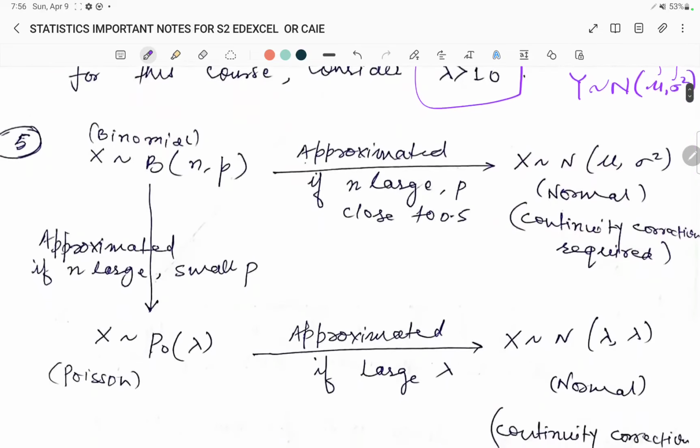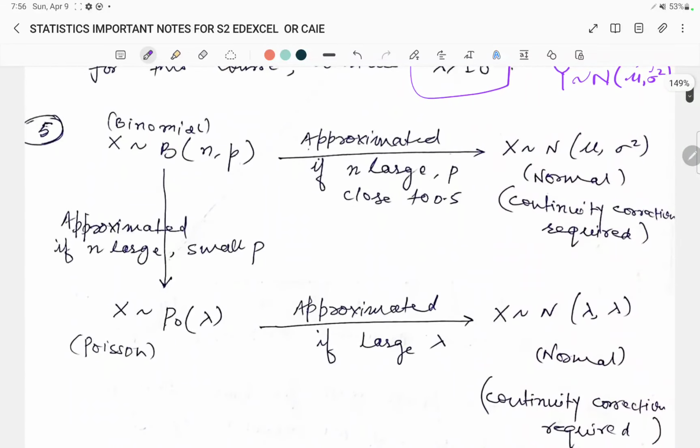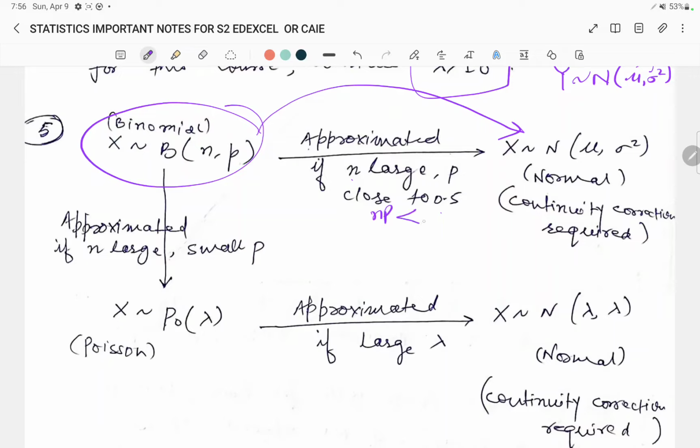Now here I have made one chart which is about the approximation. First is binomial. This binomial is converted to normal when n is large, p is close to 0.5, or you can say np is less than 5 and nq is less than 5. This meaning and this meaning both are the same.